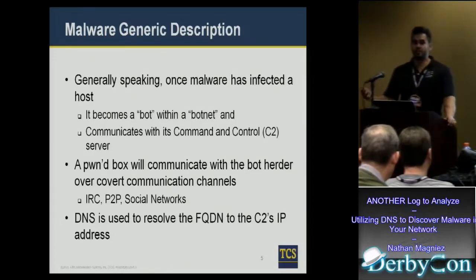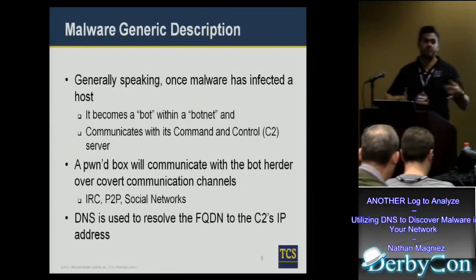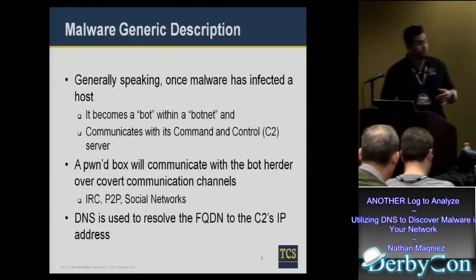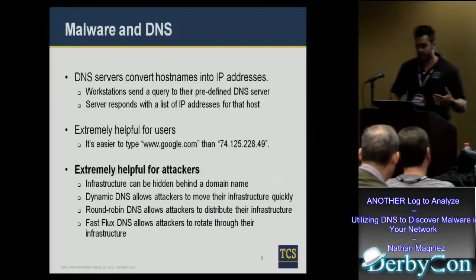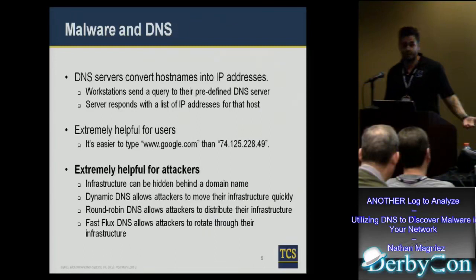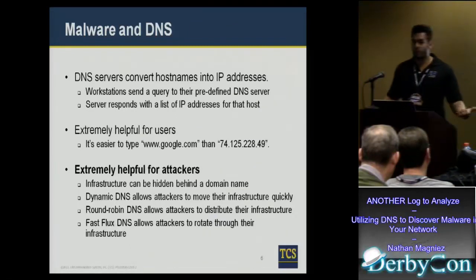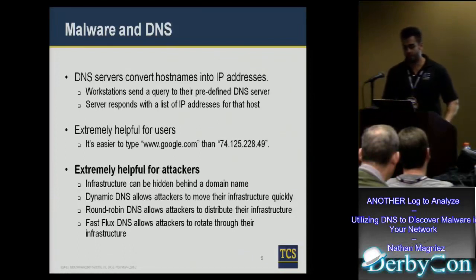They can use IP addresses, but that's pretty much not how they're working anymore. They're going to use fully qualified domain names, because if that IP gets blacklisted, then they're screwed. So they use a fully qualified domain name to communicate out. DNS is necessary for that because DNS translates that host name into an IP address. That way the bot can communicate to its botnet or malware command and control server.